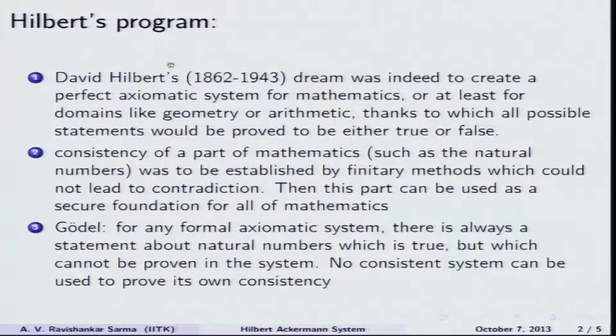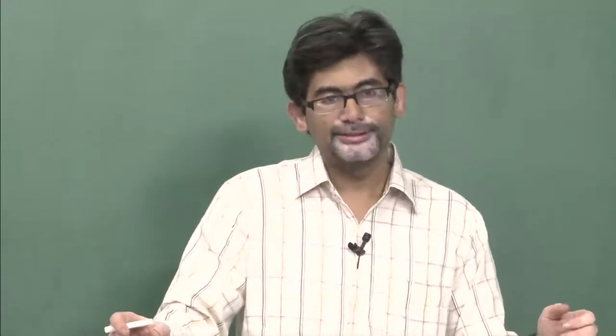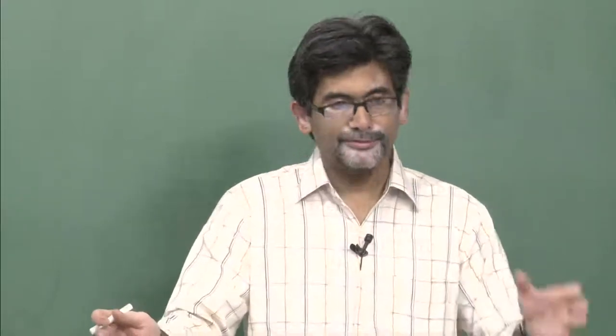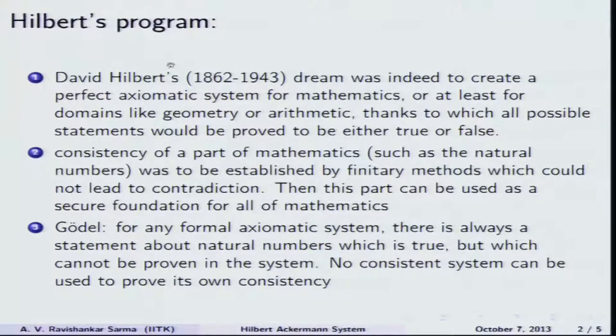So it was only till Gödel. Gödel came up with an interesting theorem, called the incompleteness theorem, according to which for any formal axiomatic system, as is the case of Principia Mathematica or the Hilbert Ackermann axiomatic system, there are always some statements about natural numbers, that is, in arithmetic, which are obviously considered to be true, which cannot be proven within the system using its own axioms and its own principles. That means the system leads to incompleteness.